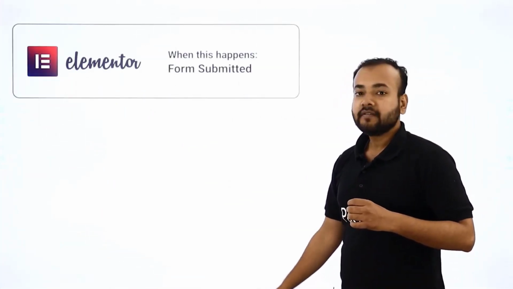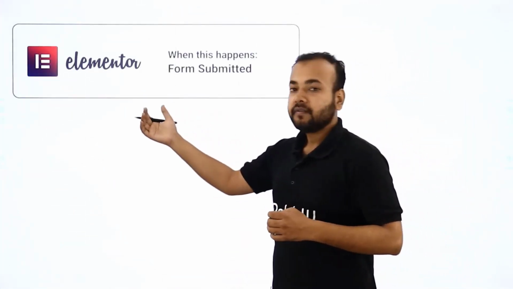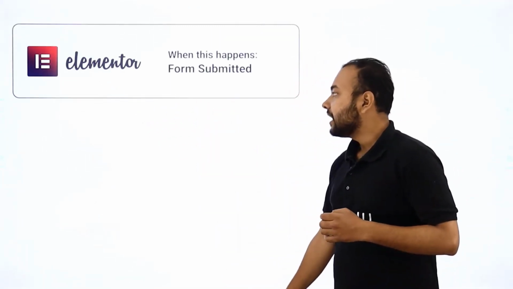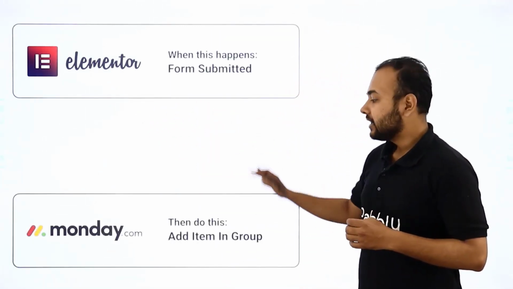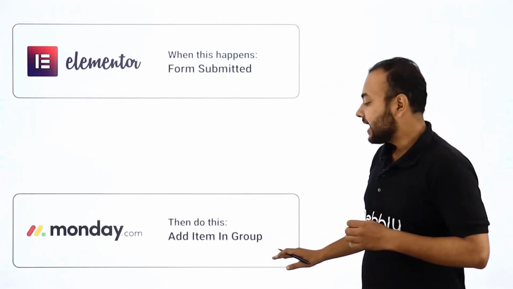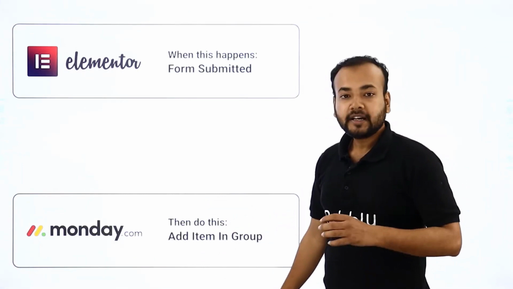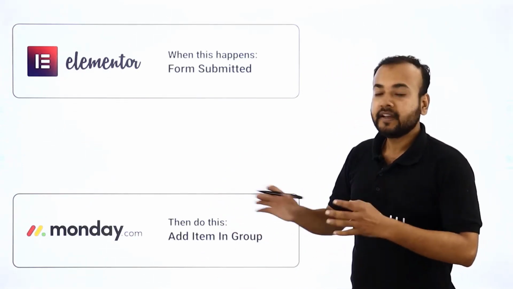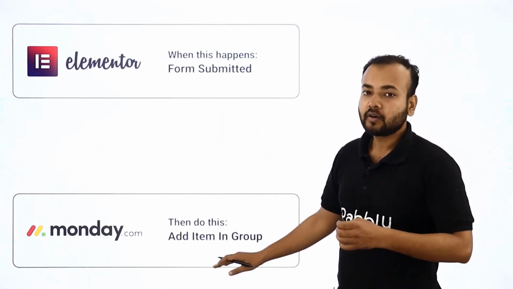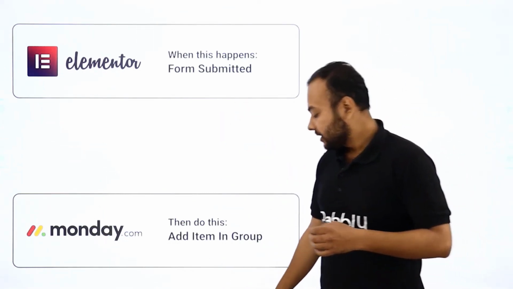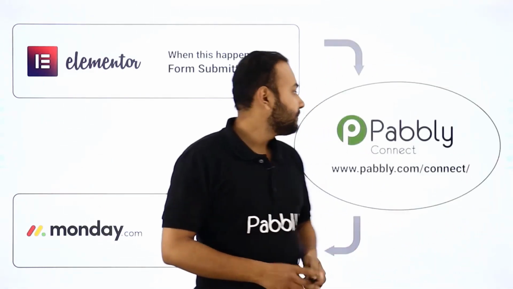As and when you receive data from Elementor forms responses, this data will be automatically transferred here in monday.com application and will be added here as a new item in a specific group. But guys, there is no connection present between Elementor forms and monday.com. So to make this connection here, I am using a software called Pabbly Connect.